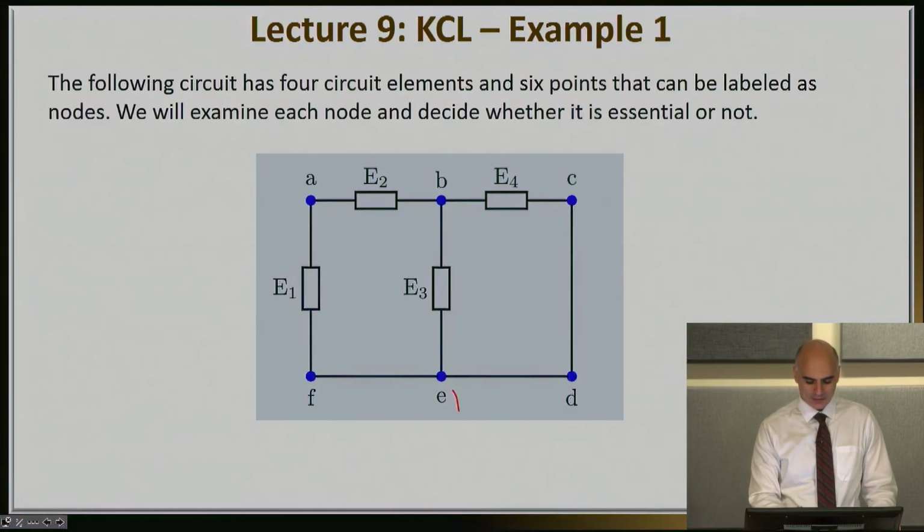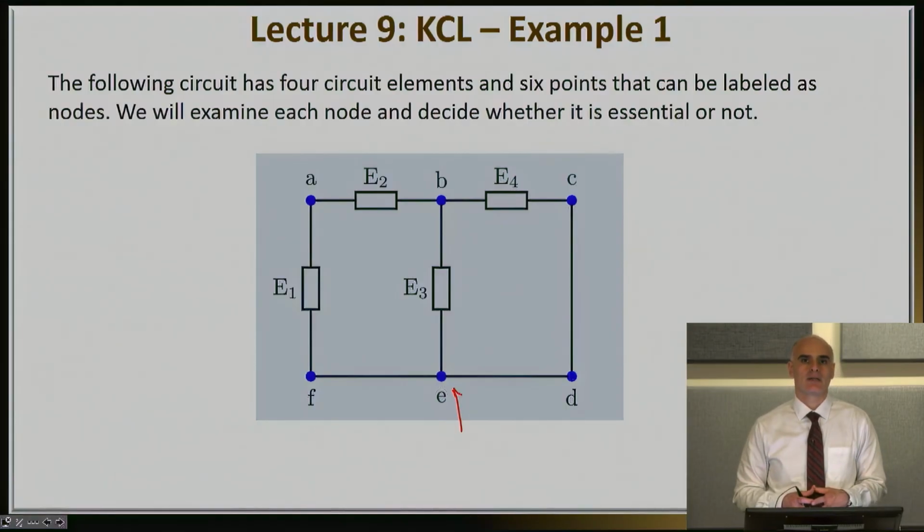So first of all, let me start with node E. Node E is a node that is at the bottom of the circuit, and as you may recall from previous examples, typically this is a node where we assume ground. This is a node where we assume that the voltage is 0. We don't have to make this assumption here, but this is simply a reminder for you that this would have been the typical scenario if this was a real problem that we were trying to solve.